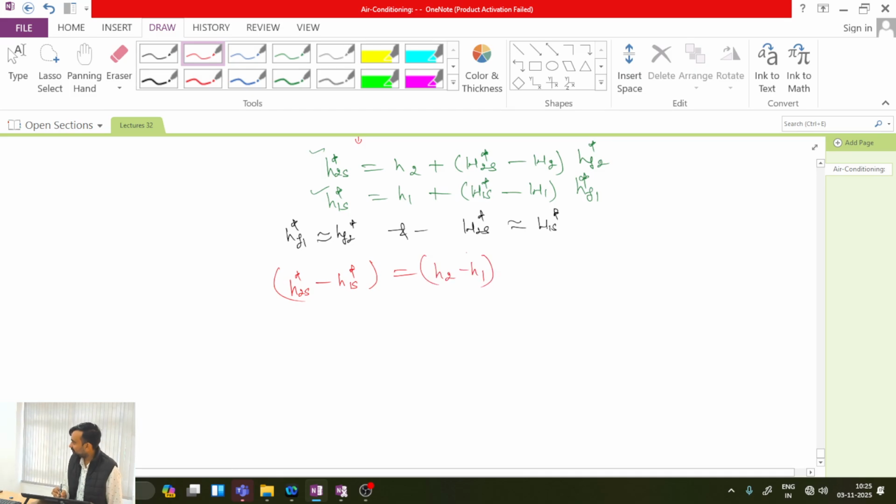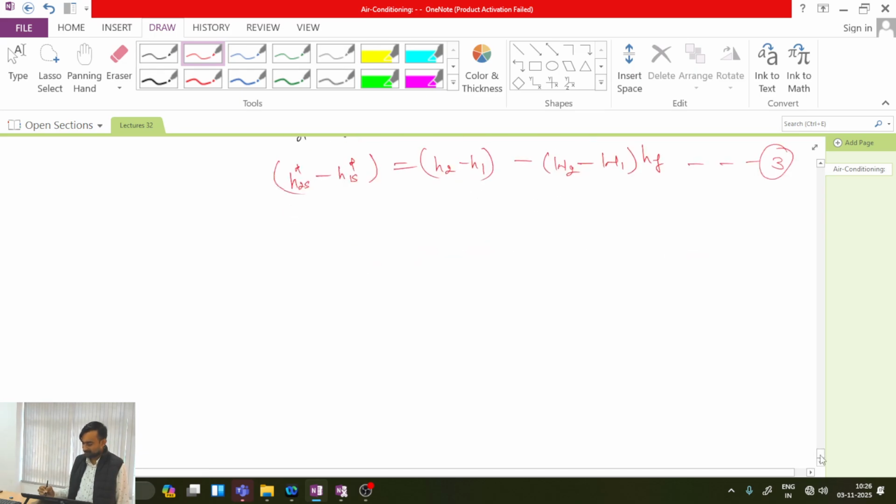H2 minus H1 plus or minus of (W2 minus W1) into hf. Is this point clear? Will I be getting this equation or not?